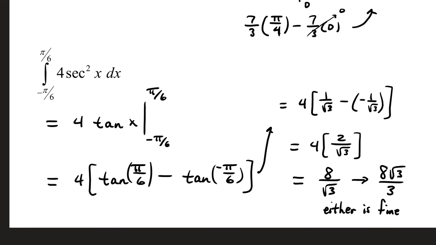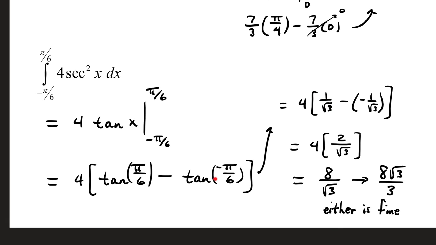Tangent of pi over 6, if you remember from your trig class, the unit circle, it's the sine value divided by the cosine value. With an ordered pair, it's the y-coordinate divided by the x-coordinate. So at pi over 6, the y-coordinate is 1/2. The x-coordinate is square root of 3 over 2. That divides out to a value of 1 over square root of 3.